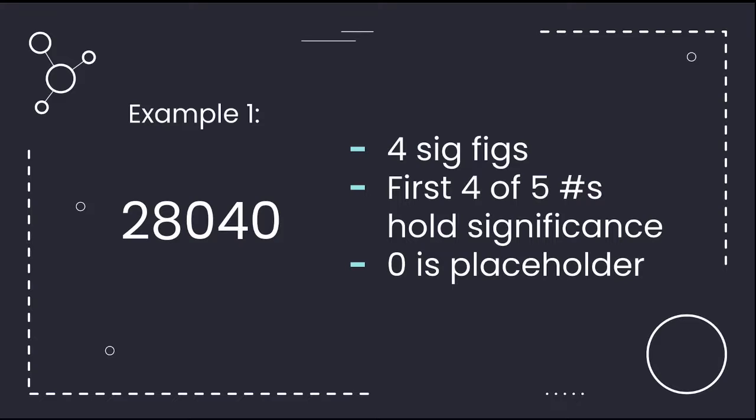Let's take a look at this example. 28040. This has 4 significant figures. The first 4 of 5 numbers hold significance, while the 0 is a placeholder.